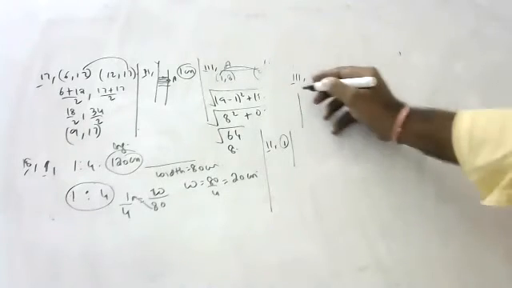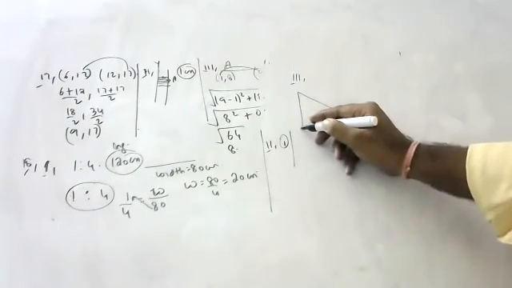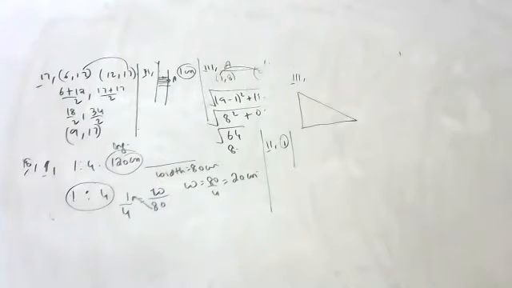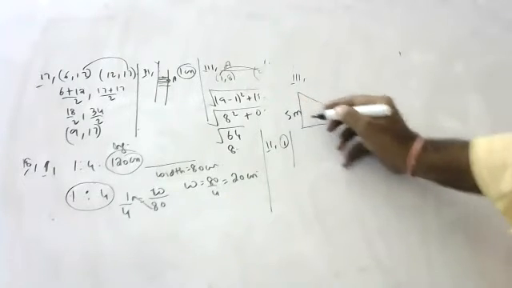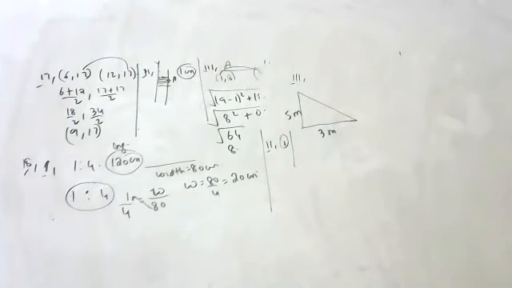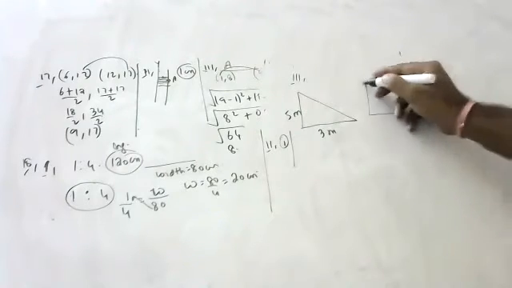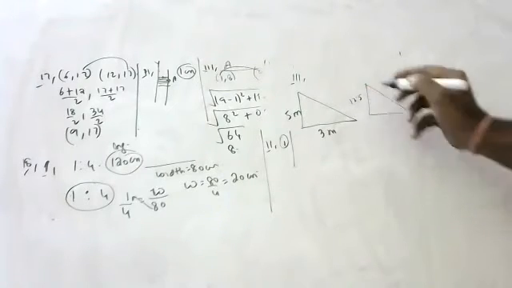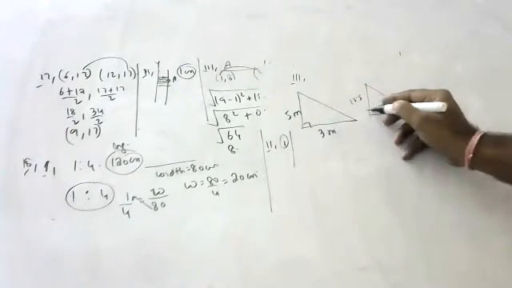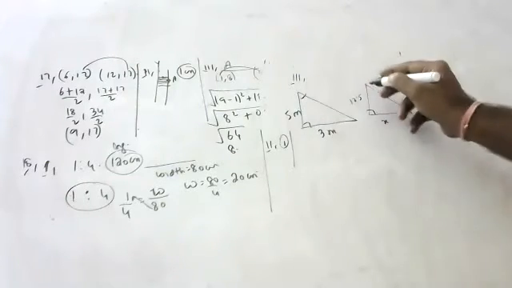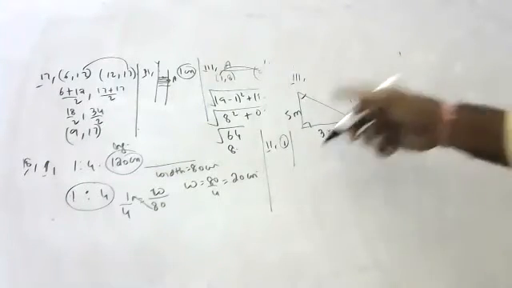Shadow, trigonometric ratios, children. Please see here. The shadow of a stick 5 meters long is 3 meters. At the same time, the shadow of a tree 12.5 meters tall is how much? At the same time means they are similar triangles, children.